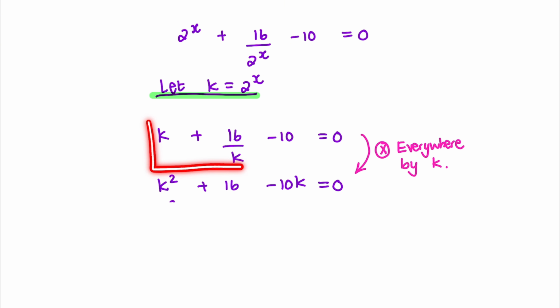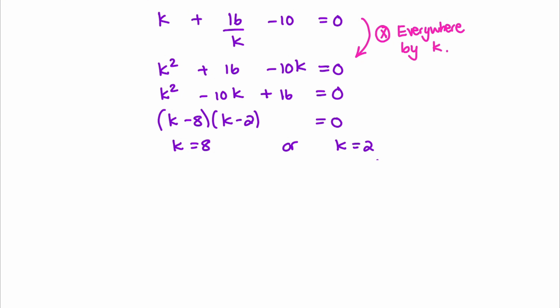Now, in order for me to get rid of the fraction, I will multiply everywhere by k. So it will be k times k, which becomes k squared. In the second term, it's 16 times k, and the k's will cancel out, which will simply become plus 16. And in the third term, it's negative 10 times k, which becomes negative 10k. On the right-hand side, 0 times k would remain as 0.